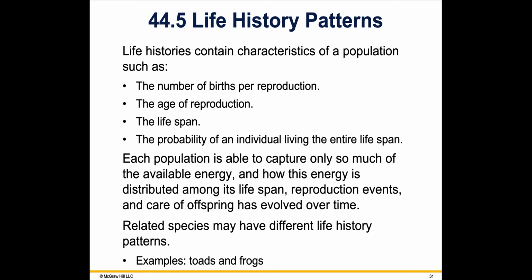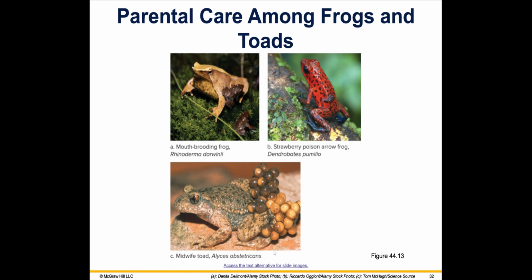For example, frogs and toads are both amphibians. But if we take a look at some of these different species of frogs and toads, we see some similarities and we see some differences in that life history. So, one of the things that we're looking at here is parental care. What we see is something called a mouth brooding frog. It's going to hold on to its babies actually in its mouth.